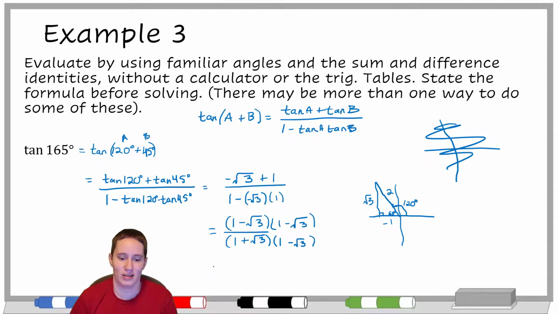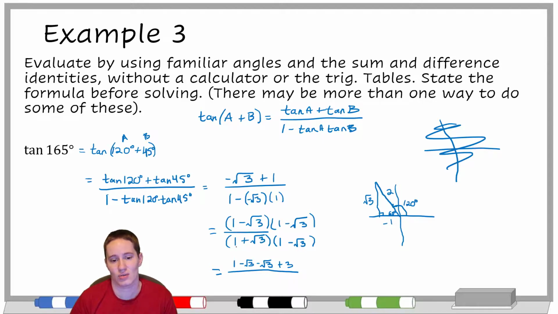And then we FOIL this out. So this is ending up to be a long process. So on top we do 1 times 1 and get 1. 1 times negative square root of 3 and get negative square root of 3. Negative square root of 3 times 1 is also negative square root of 3. Negative square root of 3 times negative square root of 3 is plus square root of 9, which is just 3.